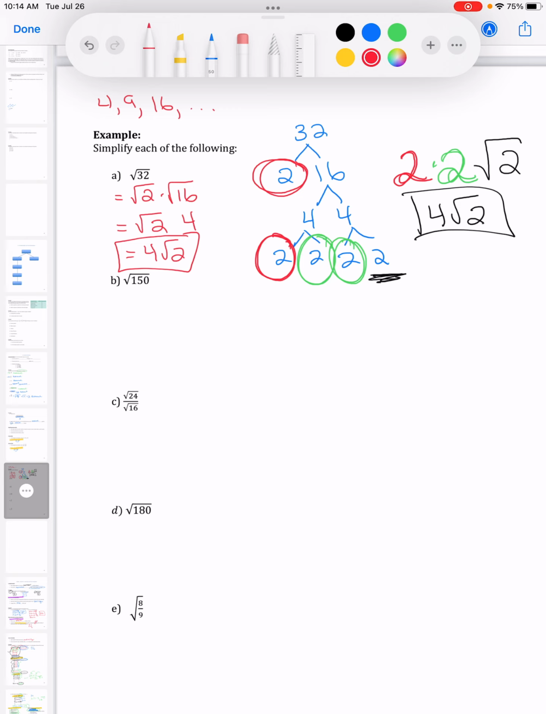If you're going to use that product rule, the second way I did, you do need to break it down into perfect squares. So you wouldn't want to use, I guess you could use the 4 times 8, but then you would have to break 8 down again. So it might have been a little bit longer.